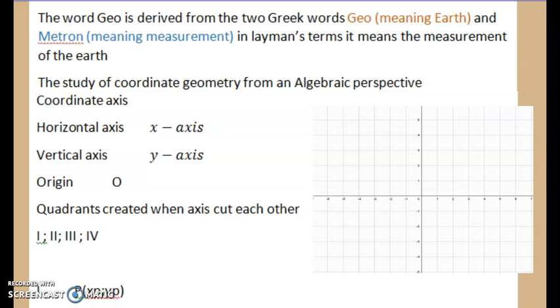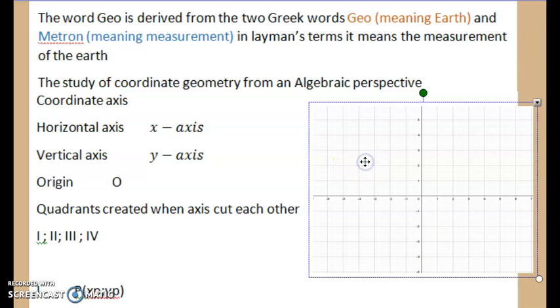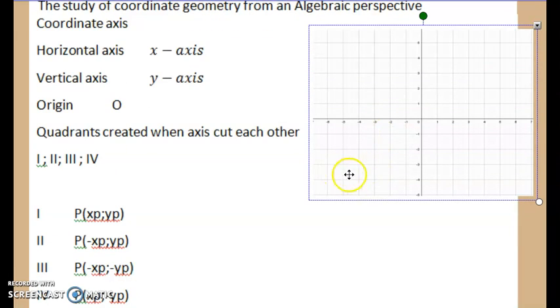The quadrants are then created as quadrant 1, quadrant 2, quadrant 3, and quadrant 4. In the first quadrant, my coordinates of P will be x of P and y of P. In quadrant 2, my coordinates will be negative x of P and positive y of P. In my third quadrant, I will have negative x of P and negative y of P. In my fourth quadrant, I will have positive x of P and negative y of P.